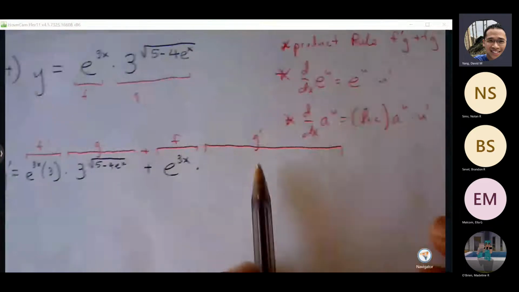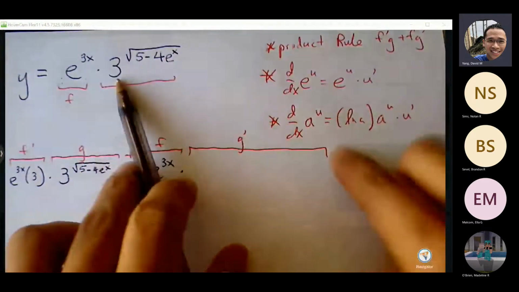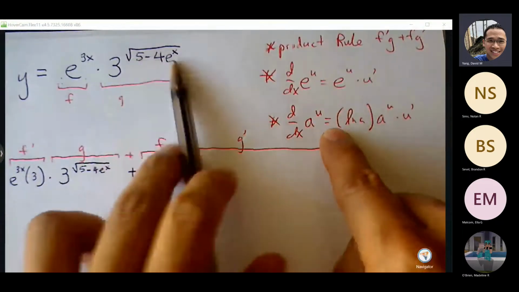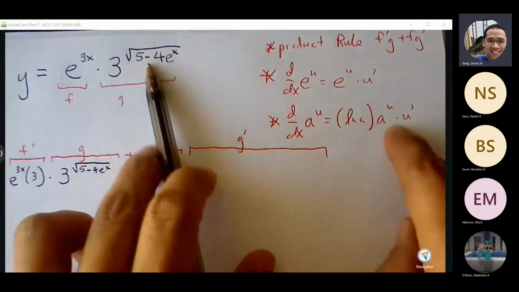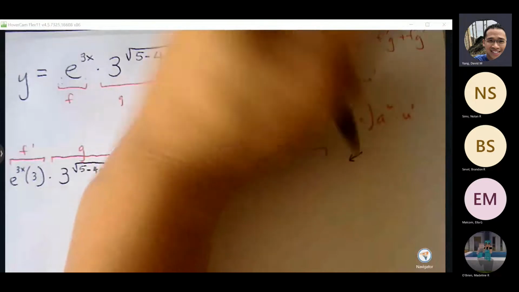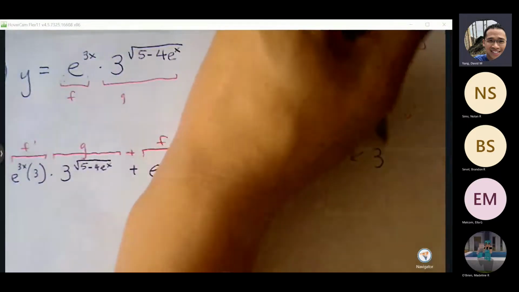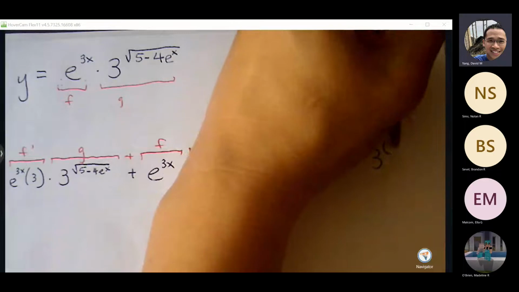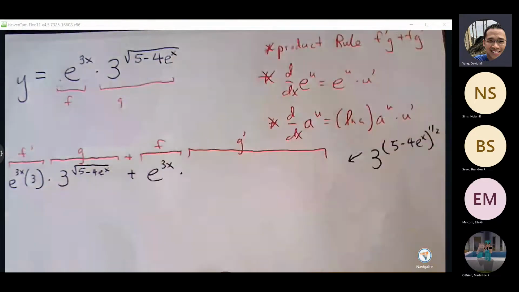Okay, g prime, I need to find the derivative of this exponential function. This is a to the u. I do want to get my u value a little bit cleaned up so that I can see the chain rule that's going to be involved here. So let me rewrite this. This is really 3 to the (5 minus 4e to the x) to the 1/2.